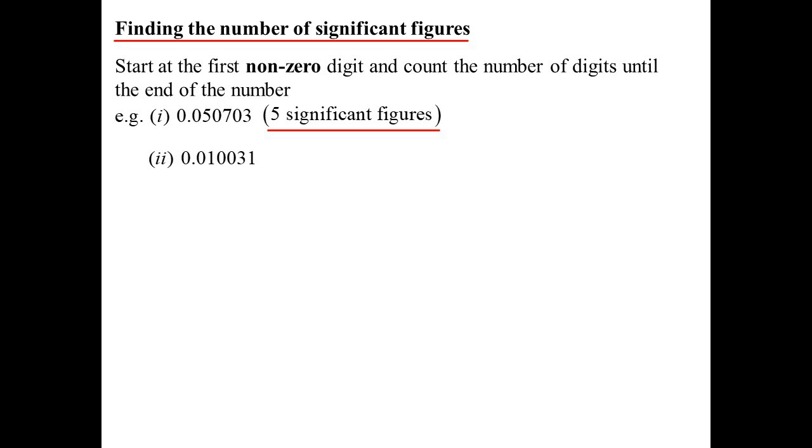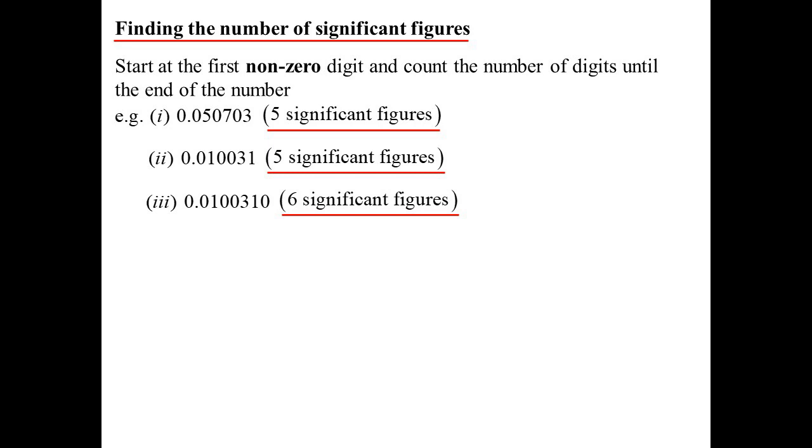0.010031. Start at the 1, count. It's also got 5 significant figures. This one here, 0.0100310. Start at the first one, count. That last 0 must be significant. Another way of thinking about it is, if you get rid of the 0, does it change the number? If I get rid of that 0, it doesn't change the value of the number, so it must be significant. Why put it there? 6 significant figures.